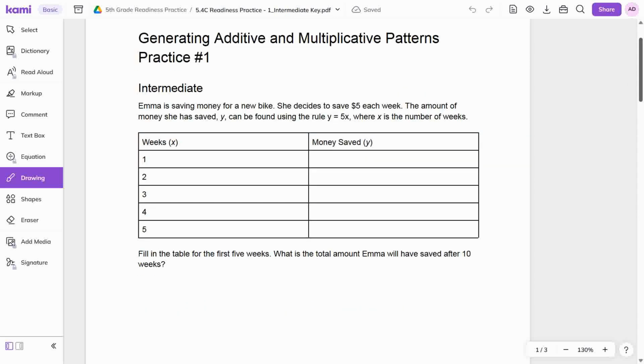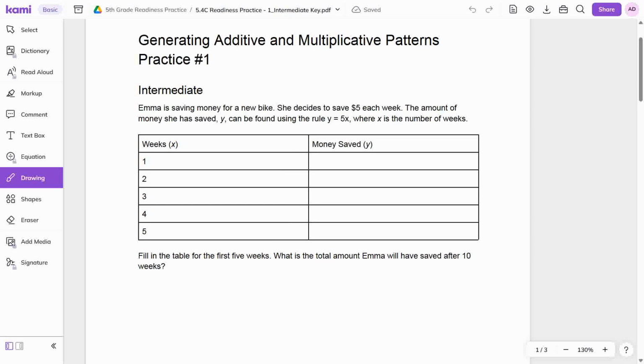So we have a blank table here, and we have a rule. Emma's saving money for a new bike. She's going to save $5 a week. So we have this rule y equals 5x. And so this y, we're going to take our 5x, and that's going to equal our y if we want to look at it this way.